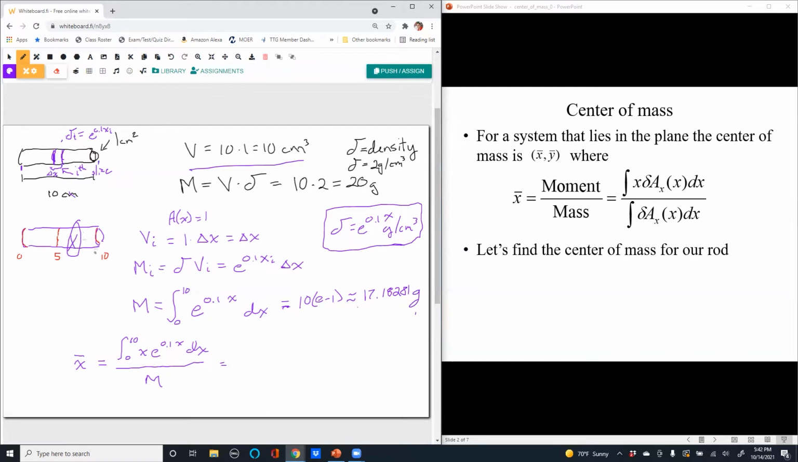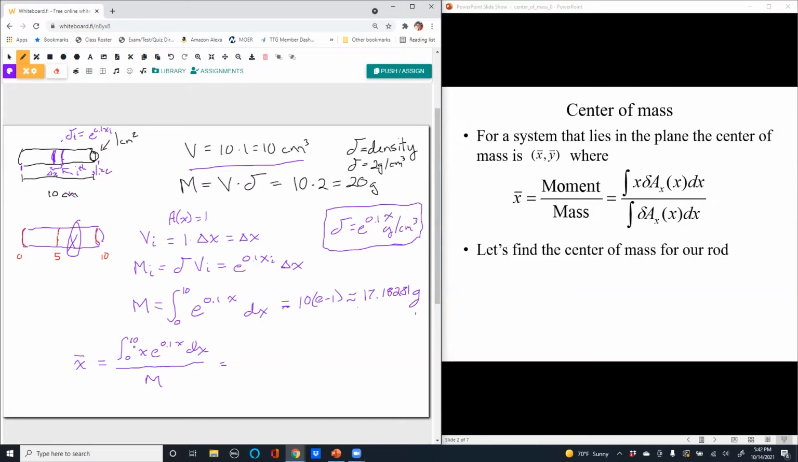And that's because between 5 and 10, the rod is heavier than between 0 and 5. We didn't do anything crazy to figure that out. All we said is, hey, the density is increasing, so it's going to be more dense over here. So the center of mass is going to have to be more towards the more dense end. The reason we're doing that is we want to make sure our answer makes sense. If we don't get an answer between 5 and 10, we probably have an error somewhere.